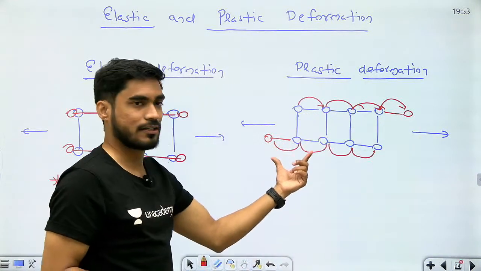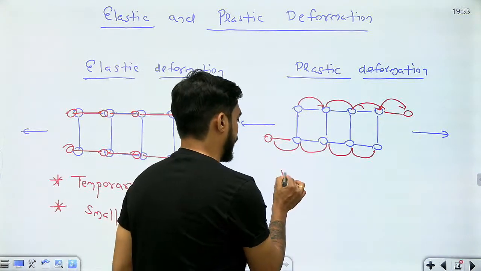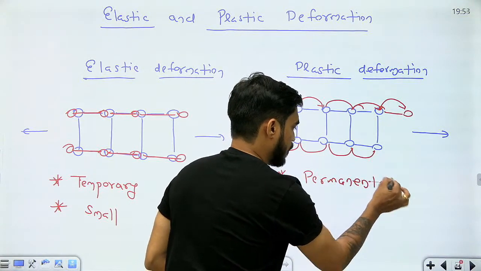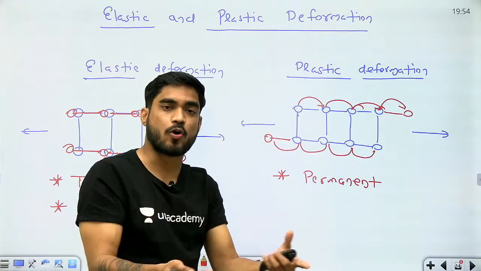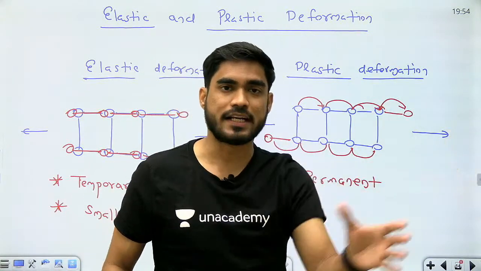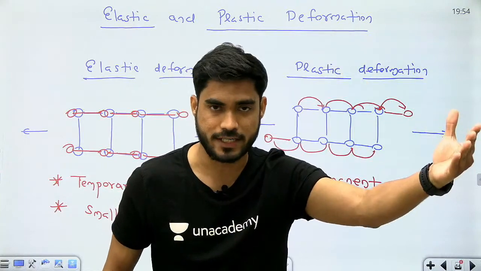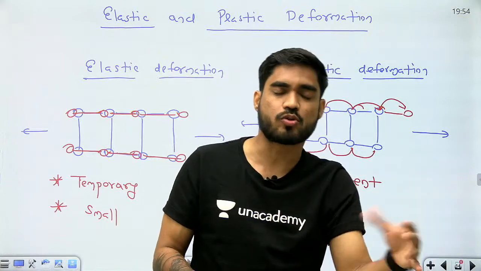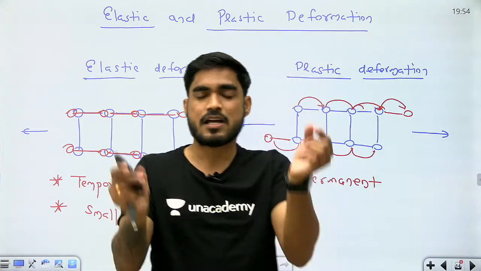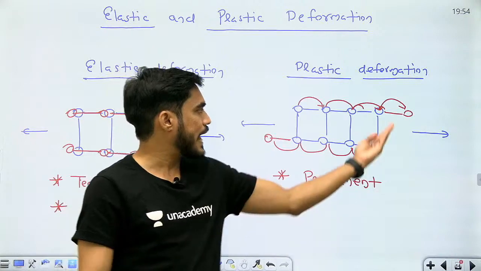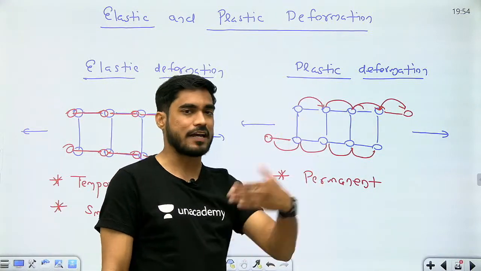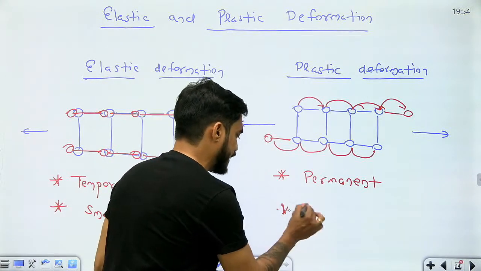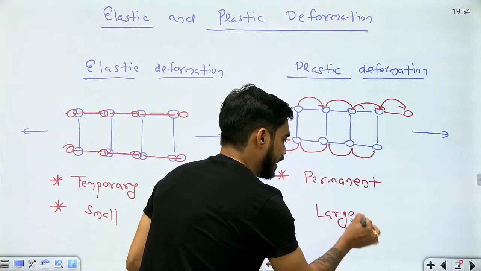Okay, now this deformation is permanent. Why is this deformation permanent? Because the bonds are broken, the atoms have moved on and they have formed a new bond. Bonds जो हैं वो टूट चुके हैं, अब atoms अपनी जगह से move कर चुके हैं और नए bond बना चुके हैं. So even if I remove the load, the atom is not going to come back. So this is a permanent deformation and this is large.